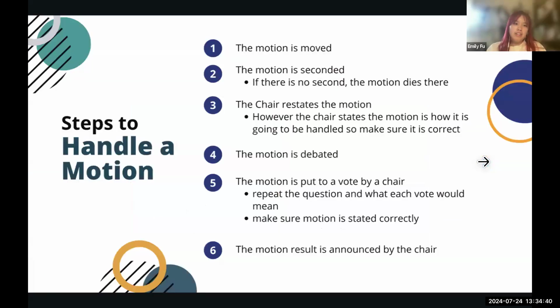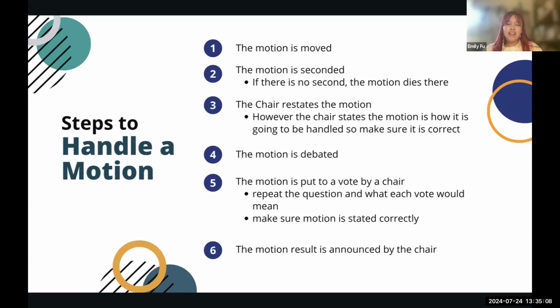So I'll talk about the steps to handle a motion. Usually what happens is someone makes a motion: I move to approve $5,000 for the golf cart, and we wait to see if there's a second. If nobody seconds the motion, then the motion to approve the $5,000 golf cart dies there. But if somebody does second it, the chair restates the motion. And it's really important that I emphasize that however the chair states the motion is how it's going to be handled.